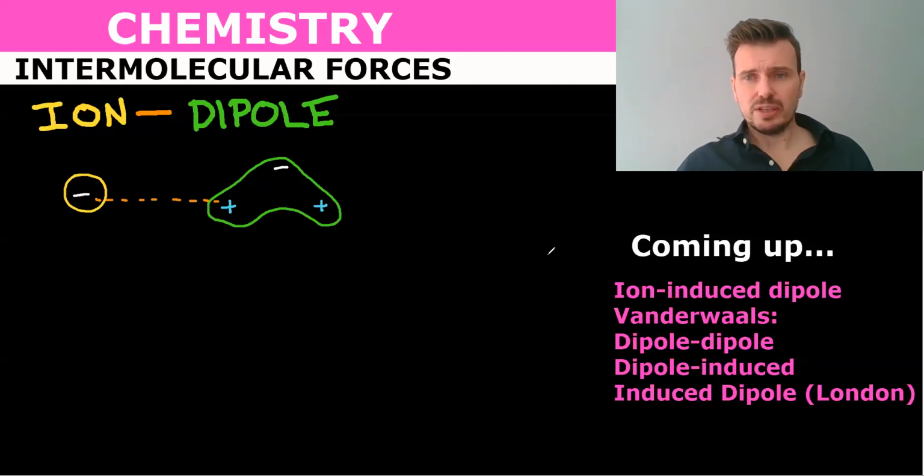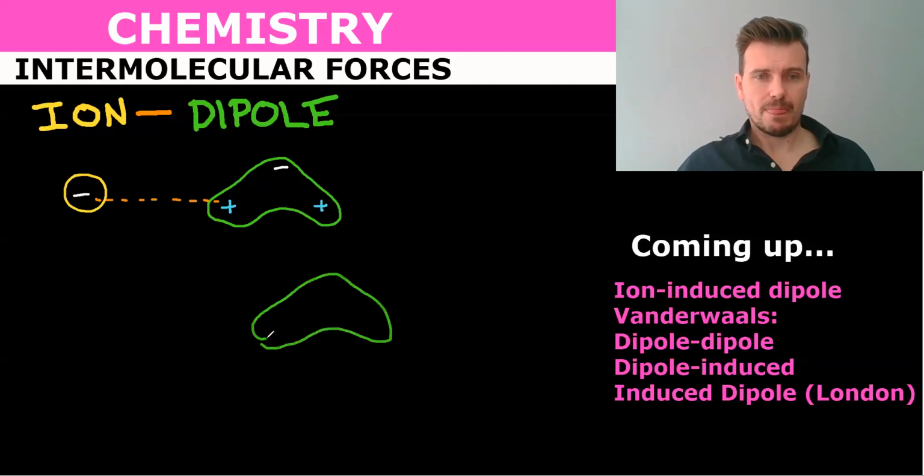So let's think of a polar molecule like water. So we could have a water molecule like this, and we have the hydrogen, the two hydrogens and then the oxygen.